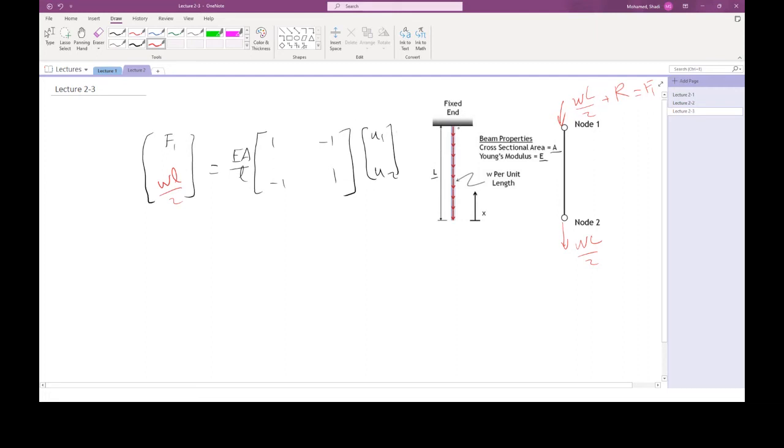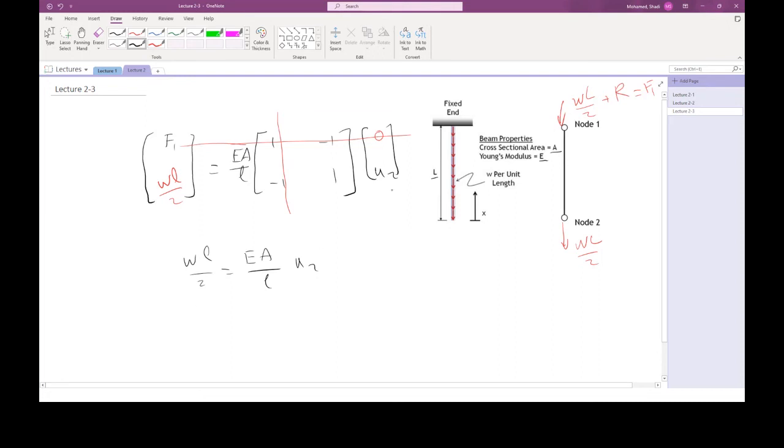Again, I'm going to look into the displacement. U1 is 0, U2 is unknown, so I'm just going to replace this with a 0 as well, and solve this system. Now, the same technique I used in the previous case, I can still apply here. So I just remove the entire row and the column associated with the 0, and I'll be left with WL over 2 equal to EA over L multiplied with U2.